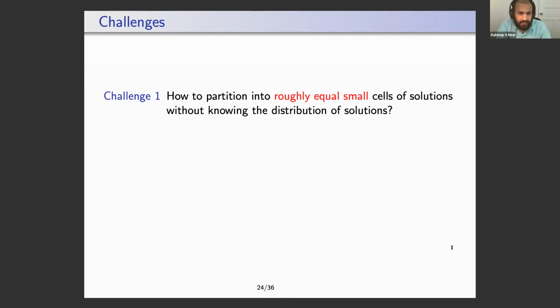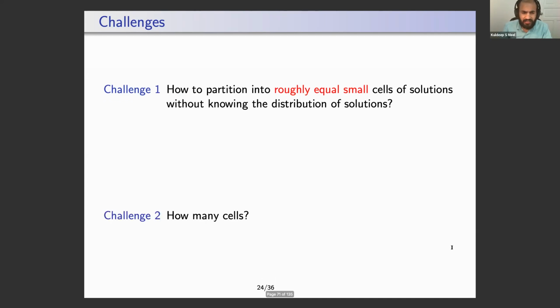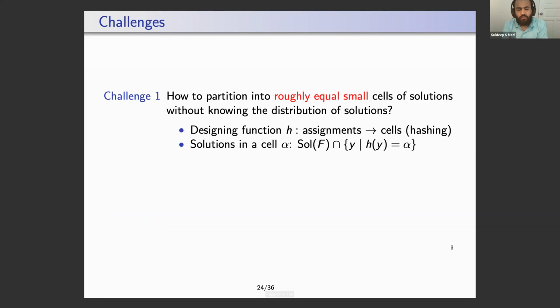How are we going to get there? Well, the first thing we need to address is how do we partition into roughly equal small cells of solutions without knowing the distribution of solutions? The second challenge is a bit subtle but will become clear very soon: how many cells do we have to partition into? So to address the first challenge, what we are interested in is designing a function H that maps assignments to cells. In computer science context, we call such a function a hash function.